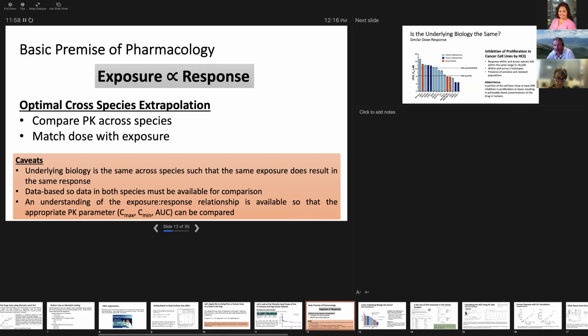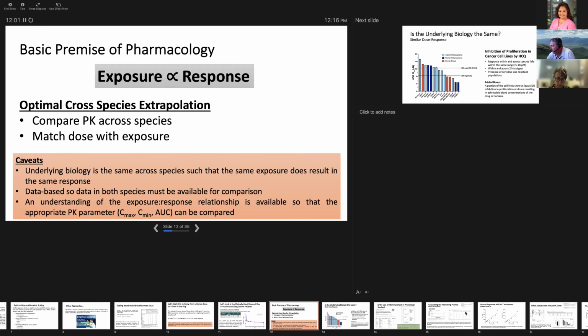And I think that's an important thing: we're not really talking about dosing. We're going to go to exposure when we start talking about pharmacokinetics, because what pharmacokinetics does is give us a relationship between dose and exposure. And once we know exposure, and we know that exposure is generally proportional to response, which is kind of a general rule in pharmacology, then you can start doing the things you want to do in terms of comparing PK across species and matching that dose with exposure.